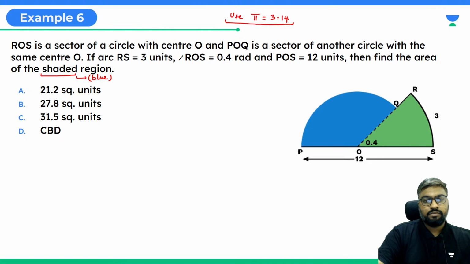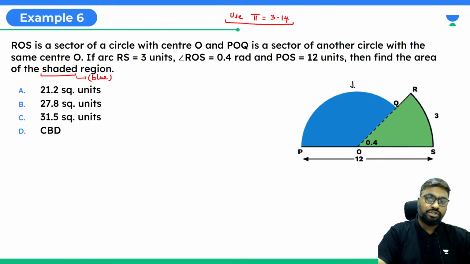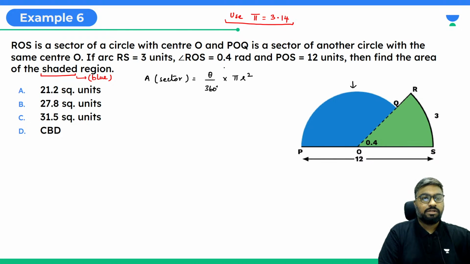All right, let's do this. The question is asking us to find the area of this blue shaded region, where the blue shaded region is basically a sector. The area will be equal to theta by 360 into pi r square. But since the angle is given in radians, we will use theta by 2 pi. So pi gets cancelled, and we have theta into r square.